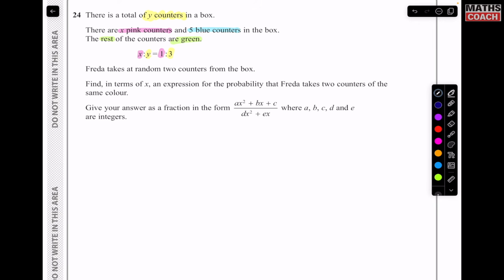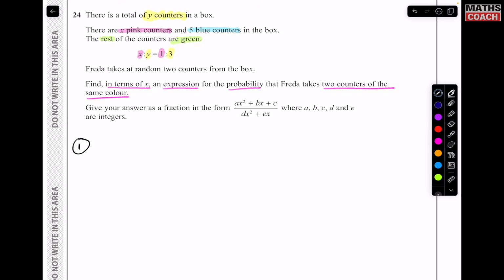Gives you the answer as a fraction where a, b, c, d and e are integers. Right, very, very wordy. So what we're doing is finding, in terms of x, an expression for the probability that Freda takes 2 counters of the same color. Wow, where do we even begin? All right, let's break this down.